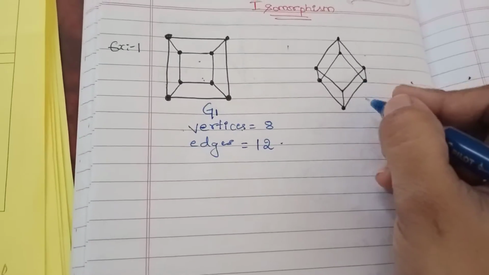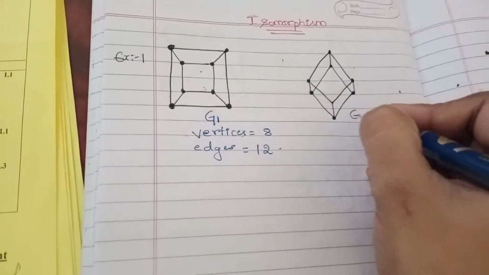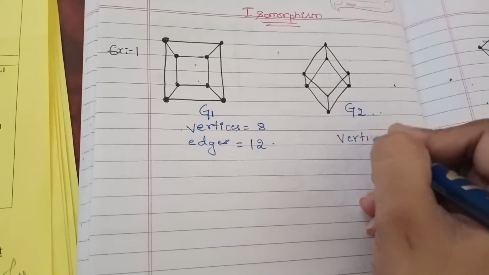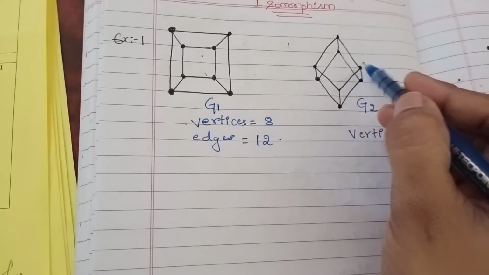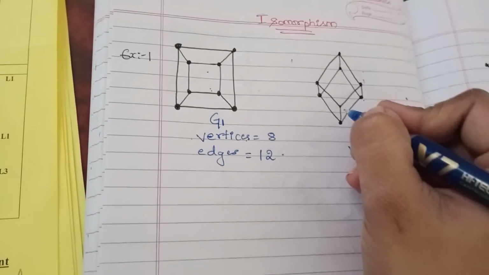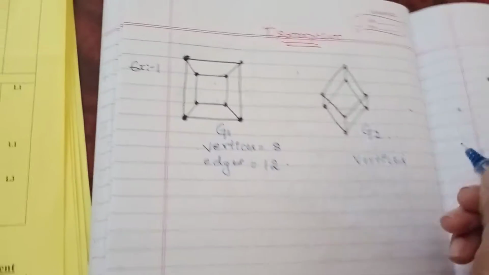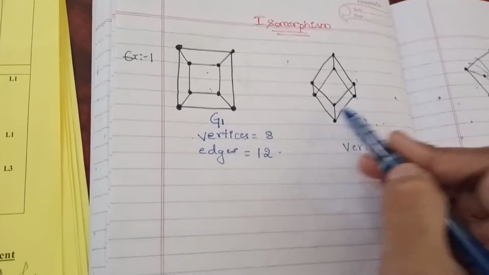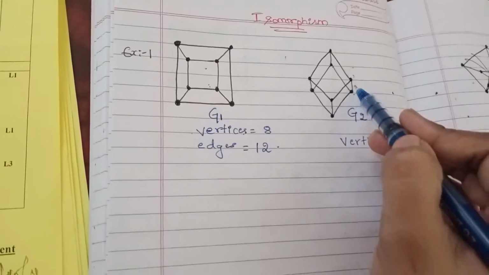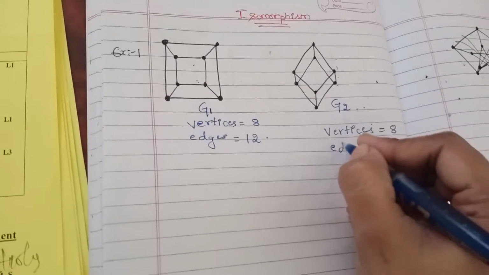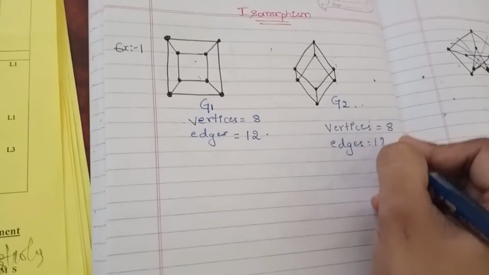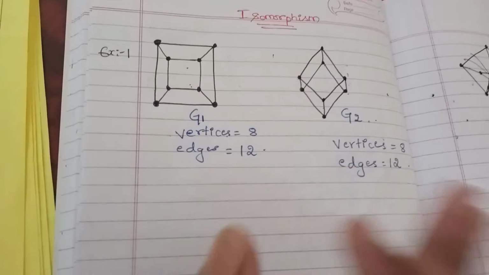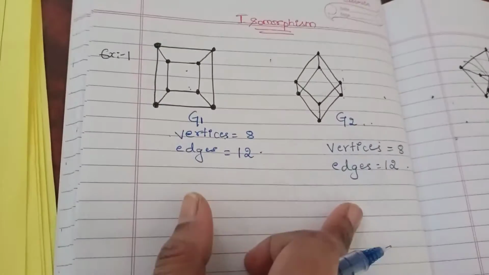Okay, you can assume this as graph 1. Next, if you assume this as graph 2, so you have vertices. How many vertices? 1 2 3 4 5 6 7 8. This is also one of the vertices. 8 vertices. Next you have 1 2 3 4 5 6 7 8 9 10 11 12. So 12 edges. So your first step is satisfied. That is, number of vertices and number of edges are common in both the graph 1 and graph 2.